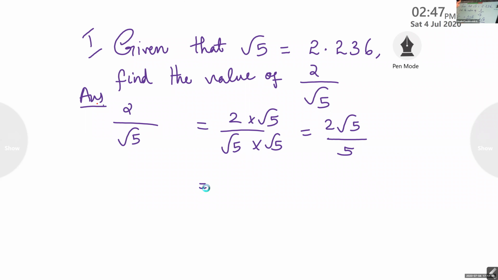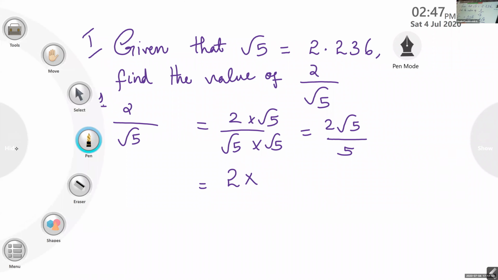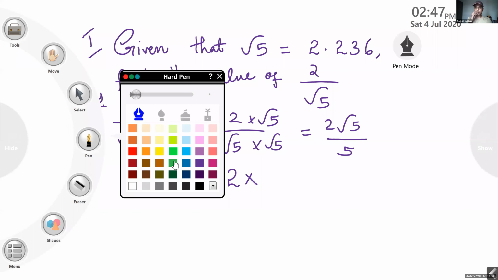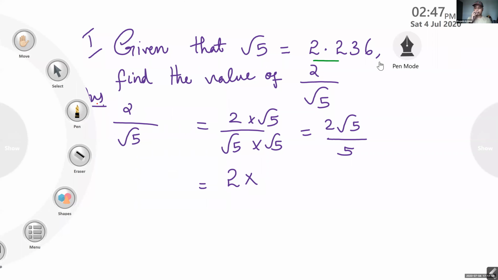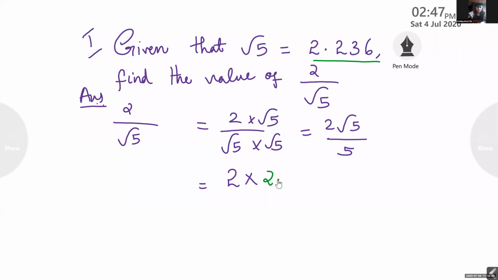Now you can substitute the value of root 5. What is the value of root 5 given? 2.236. So 2 into 2.236 divided by 5. Can you find the answer? 2 into 2.236 is 4.472.